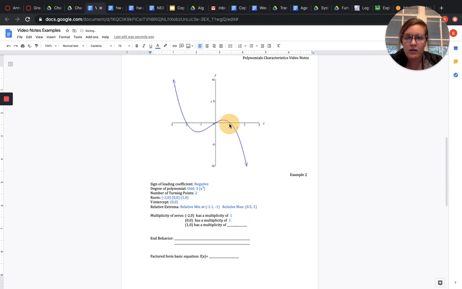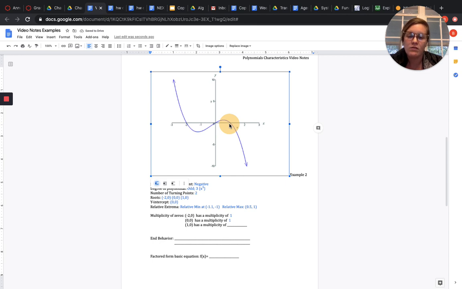And then over here, 1, 0, cross, bounce, bend through. This one crosses also. So notice it was above the x-axis, and now it goes through over here. So that has a multiplicity of 1.